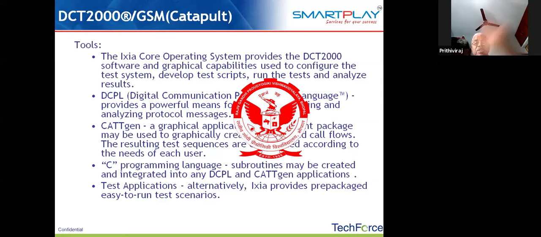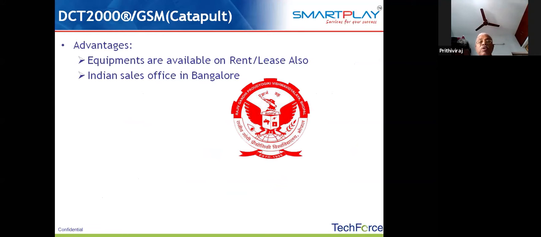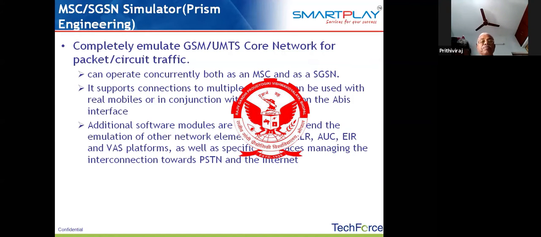Test applications are this. Next. Yeah, next. So for somebody in Bhopal, you can hire this and do all the testing here. Completely what it does is it emulates your GSM UMTS packet network for packet and sender. That means it can operate concurrently with both an MSC and an SGSN requirement, supports connections to multiple BSS and can be used with real mobiles in conjunction with the simulator on the air interface. Additionally, the software modules are available to extend emulation over network elements like this. Okay, and specific interface which manage especially the circuit switch connections here, the PSTN type of thing.